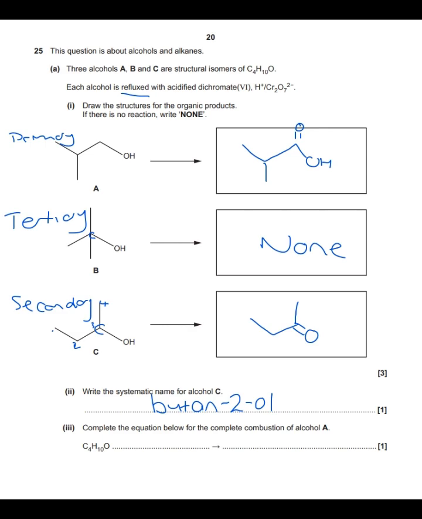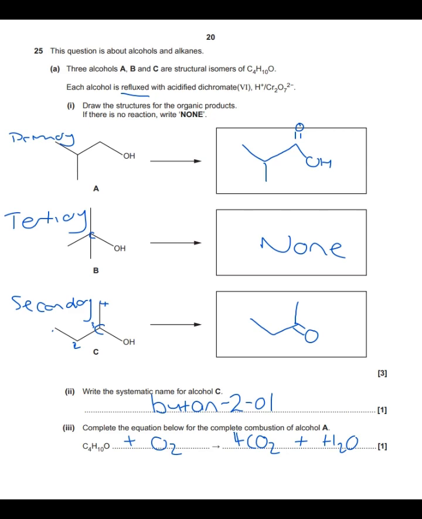Complete the equation below for the complete combustion of alcohol A. So when you combust something, it's got to be in the presence of oxygen, and you're going to form carbon dioxide and water. Now let's try and balance the carbons first. We've got 4 carbons.